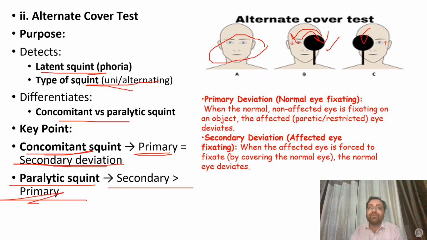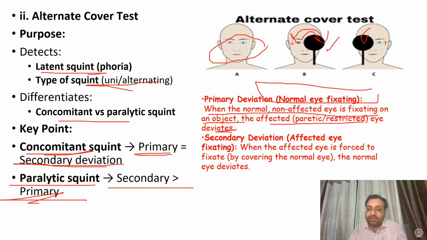So let us see. What is primary deviation? Primary deviation means when the normal or the non-affected eye is fixating on an object, the affected eye deviates. This is the primary deviation. In this, the normal eye is fixating. This is very important thing to learn.